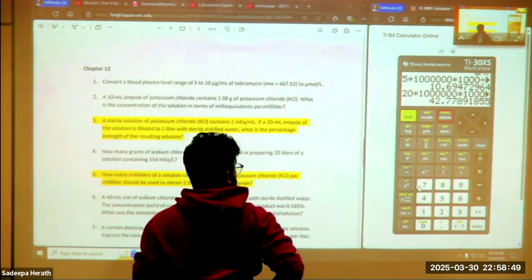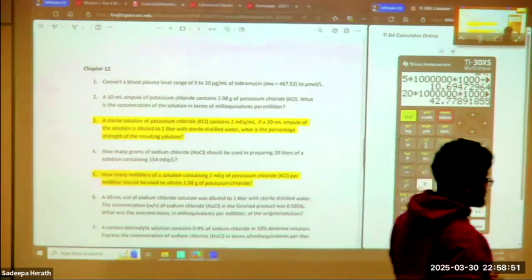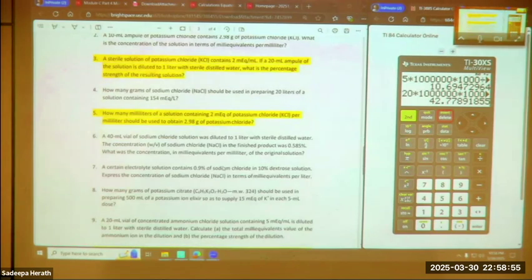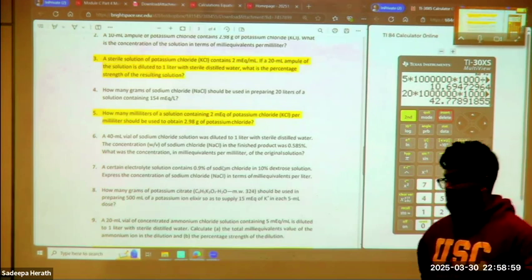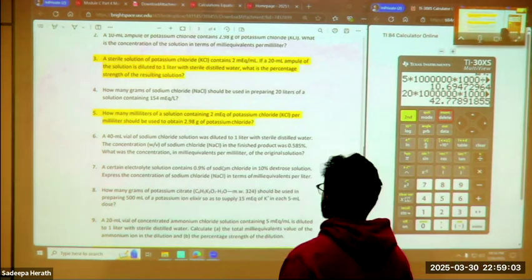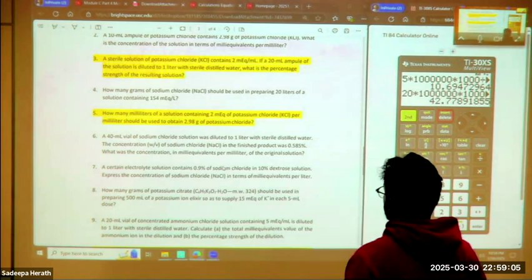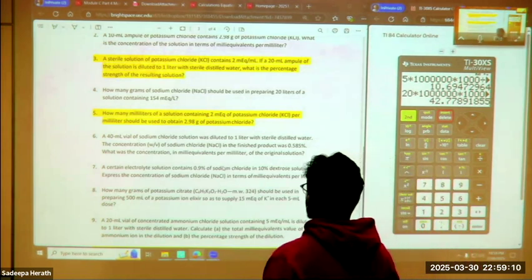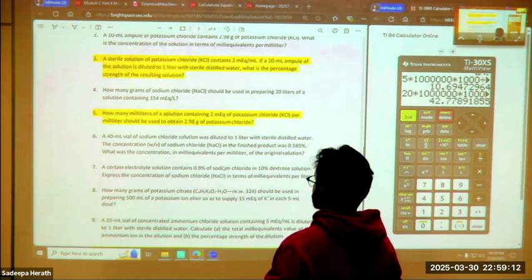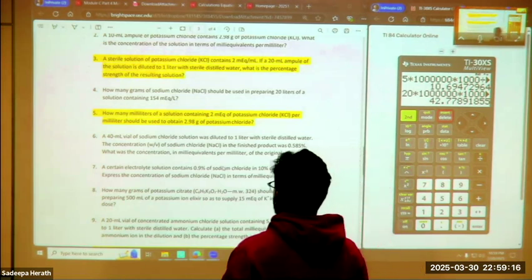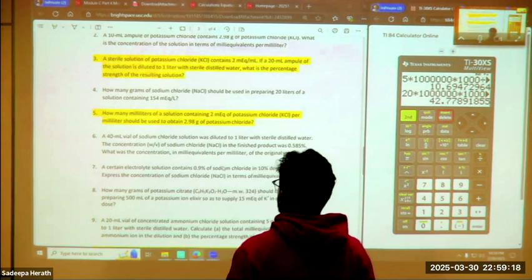Let's move on to number 3. Number 3 was a homework problem. Let's go over that real quick. Okay, a sterile solution of potassium chloride contains 2 milliequivalents per ml. If a 20 milliliter ampule of the solution is diluted to 1 liter with sterile distilled water, what is the percentage strength of the resulting solution?